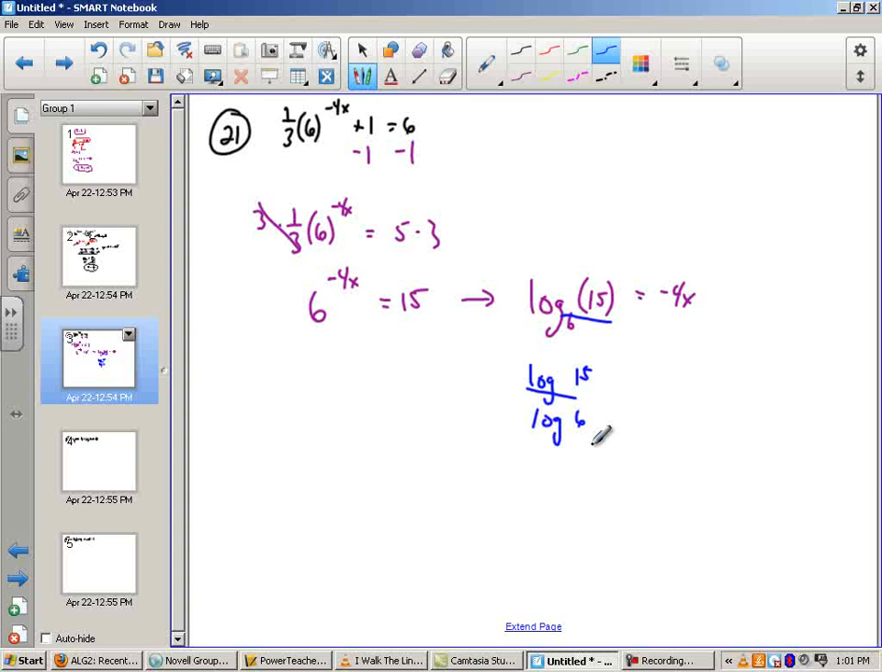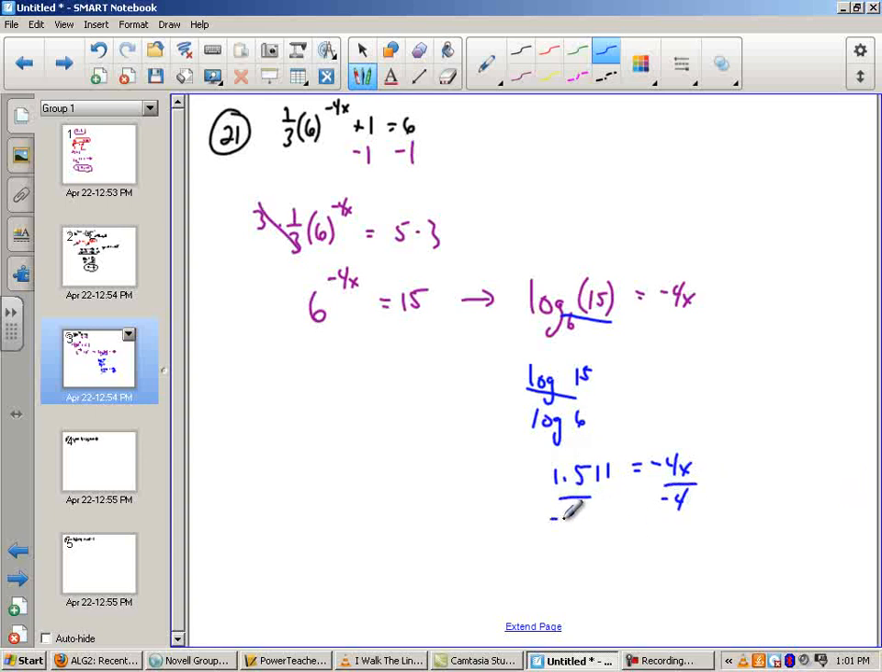If I do that, and guys, I'd encourage you to keep these things in your calculator all the way through the problem. Try not to round. So I'm going to do log of 15 divided by log of 6. I get approximately 1.511 equals negative 4x. And though I could just use that number and divide by 4, I'm going to keep that in my calculator for using it as an answer.